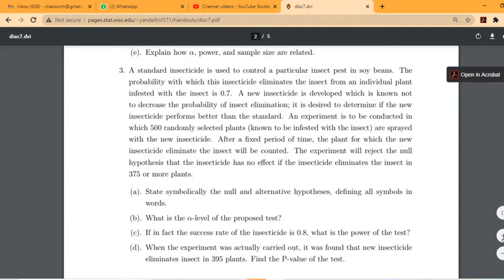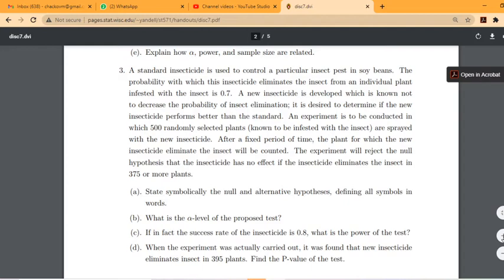An experiment is to be conducted in which 500 randomly selected plants known to be infested with the insect are sprayed with the new insecticide. After a fixed period of time, the plants for which the new insecticide eliminates the insect will be counted. The experiment will reject the null hypothesis that the insecticide has no effect if the insecticide eliminates the insect in 375 or more plants. Okay.